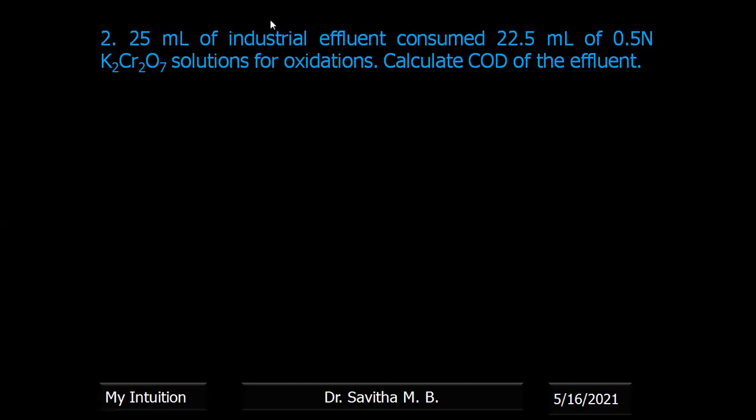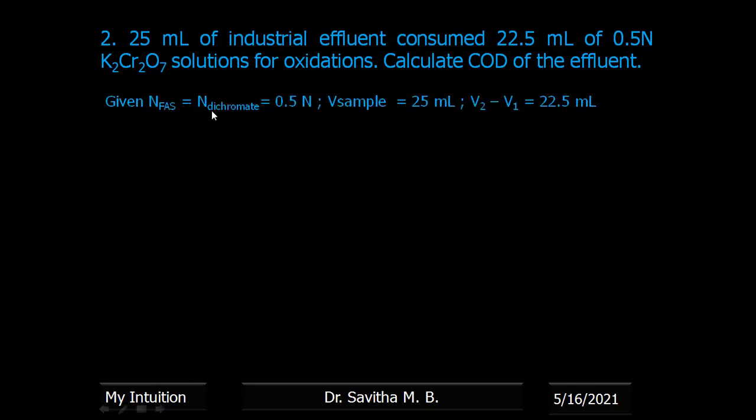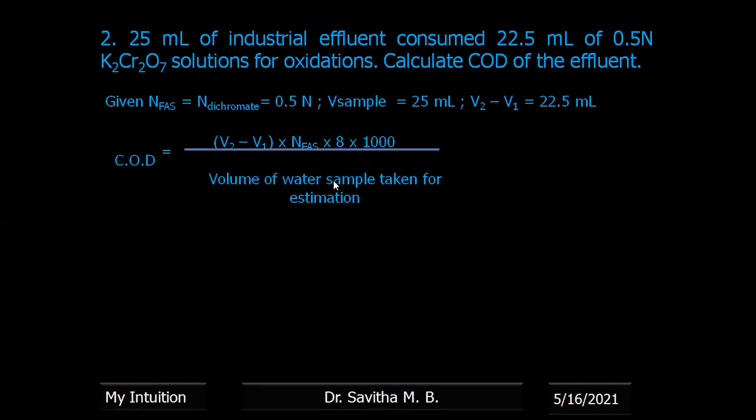So here, the given N FAS, which is also equivalent to N potassium dichromate, is 0.5 normal. Then the volume of sample taken is 25 ml. V2 minus V1, that is blank minus back, is 22.5 ml. You have the formula. Go on substituting in the formula, and you will get the answer as 3600 milligrams per liter.